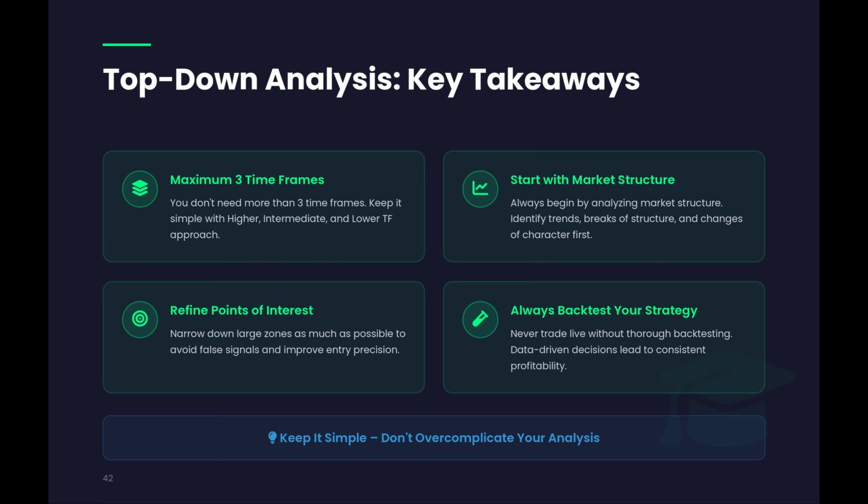Secondly, always start with market structure. Before you look at indicators, before you check Fibonacci levels, before you do anything else, identify the market structure. Is price bullish or bearish? Are we making higher highs or lower lows? What's the type 1 trend and what's the type 2 behavior? Structure first, always. This cannot be negotiated.